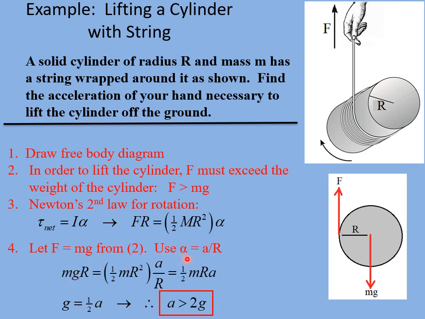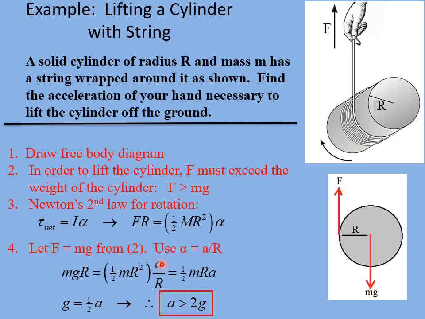We're going to replace alpha here with a over r. Now, where did I get that? Well, remember a couple slides ago, we said that a is equal to r times alpha. So therefore, alpha is equal to a divided by r. So I've made that substitution here. You can see I've replaced this alpha with a over r.